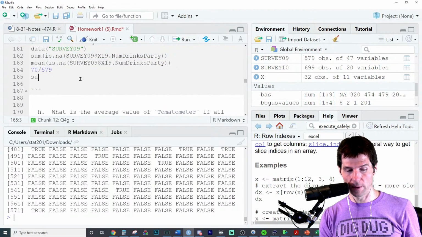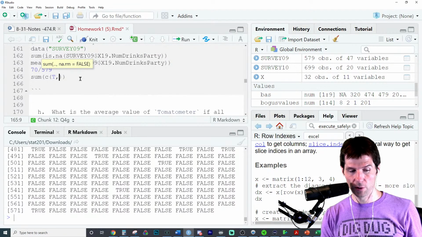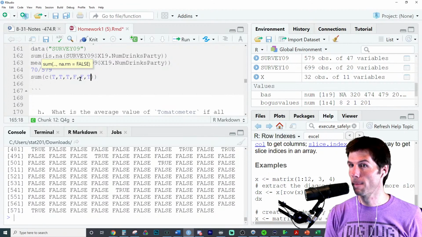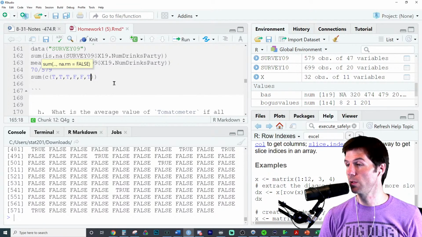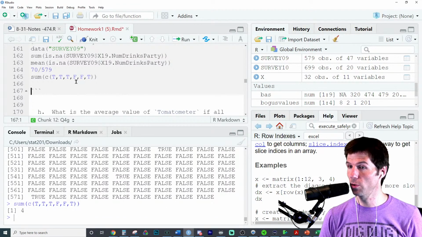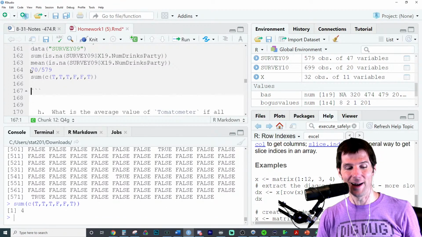If I go to the sum of true, true, true, false, false, false, how does R see trues and falses? Well, this has 4 trues, so the sum of it is 4, because R sees trues and falses as ones and zeros. Abby sees it right there.